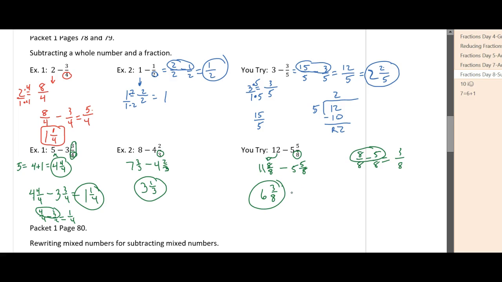So I want you to work on the odd problems. I'll upload the answers to the odd problems, right? Check those. Then come back and do the even problems and text the 2 pages to me. So tonight's homework is going to be page 78 and 79.